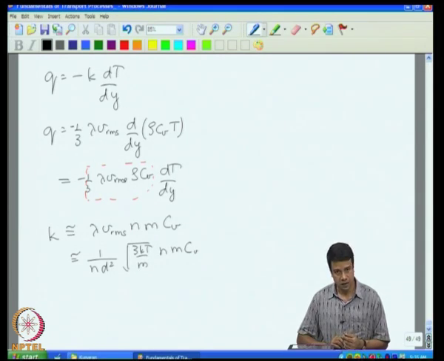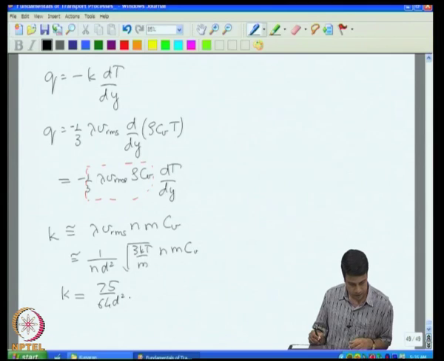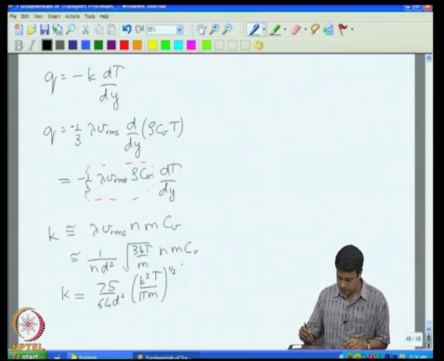In kinetic theory of gases, you can do a more exact calculation. Once again, for a monatomic gas with only translational degrees of freedom, the expression that you will get for the thermal conductivity is K is equal to 75 by 64 T square into k cubed T by pi m to the power half. It's not half.